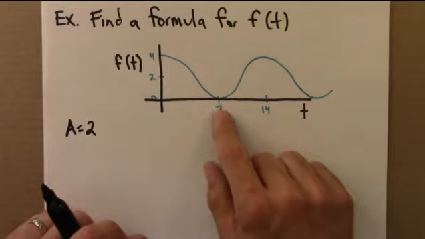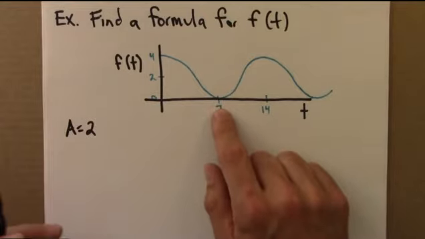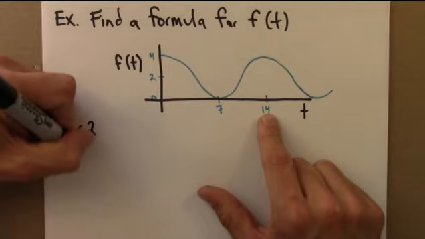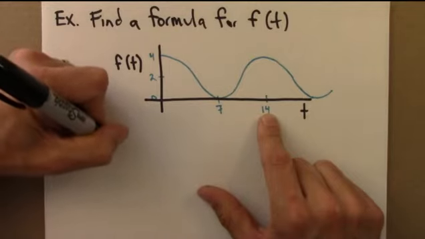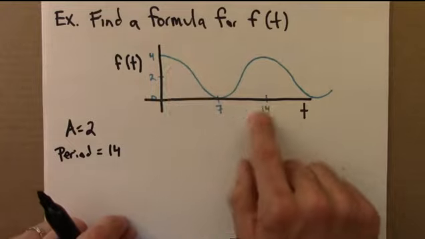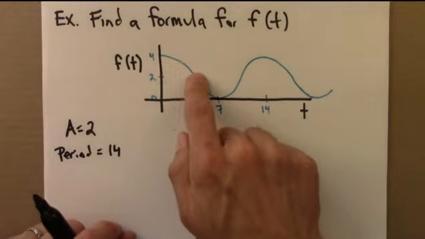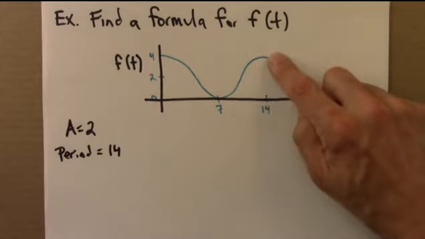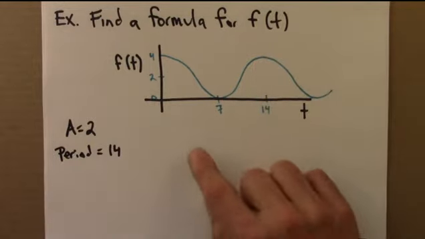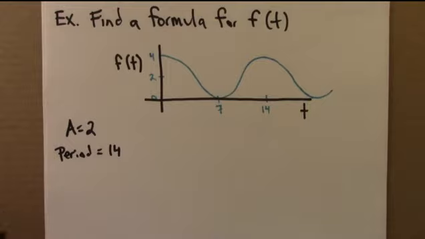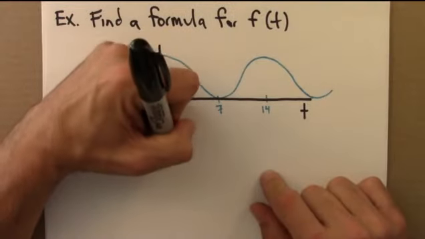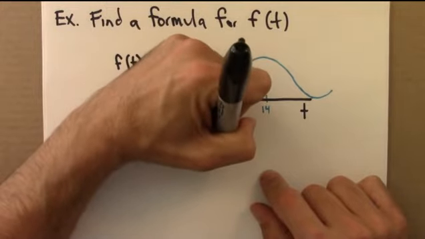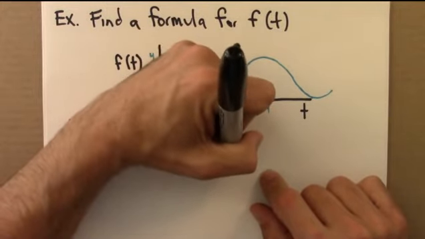I should write that down. And the other thing we need to figure out is the period. So the period for this is 14. Why? Because it takes 14 time units for it to do one complete cycle. It starts here, it goes down, and then it comes back where it started from. So that's one full cycle. And remember that for a trig function, the period is 2 pi over b.